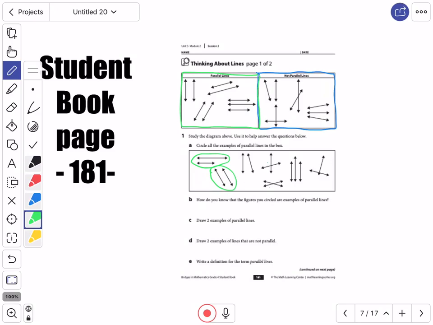I see parallel lines right here. I see parallel lines right here. If these ones right here were to keep going, they would eventually cross, so those are not parallel, right? Okay, so not those, not those, not those. These right here are parallel. They will never intersect, okay? The other ones are not parallel, so I'm going to leave them alone. B, it says, how do you know that the figures you circled are examples of parallel lines? Well, I know because they will never cross.